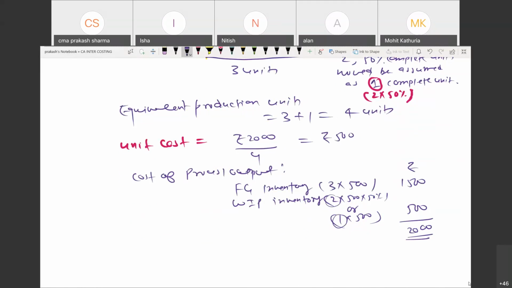Please let me know whether this point is clear to you or not. This is the concept of equivalent production unit. When some of your output consists of finished and WIP inventory, you convert your WIP inventory into equivalent production unit. बताइए point clear है या नहीं? Okay, I guess this concept is very clear to you.